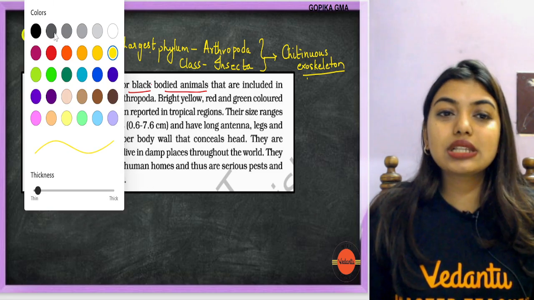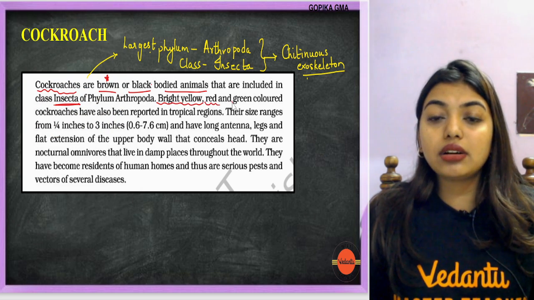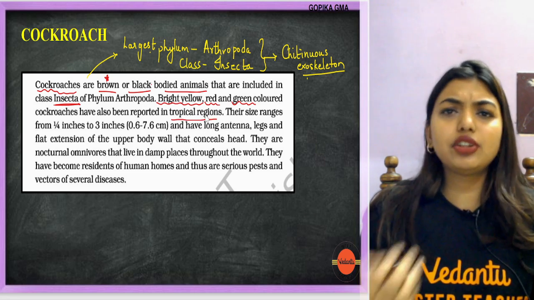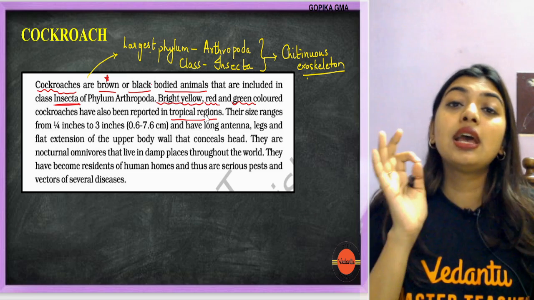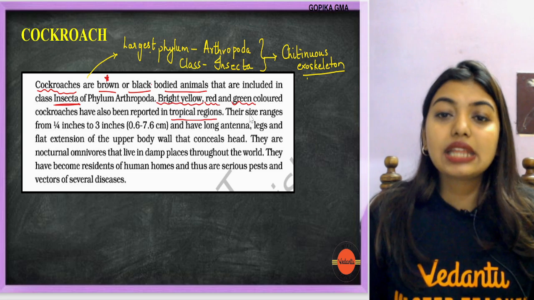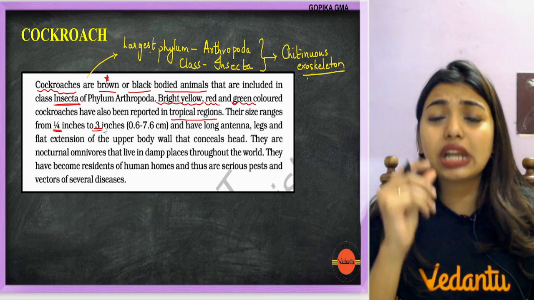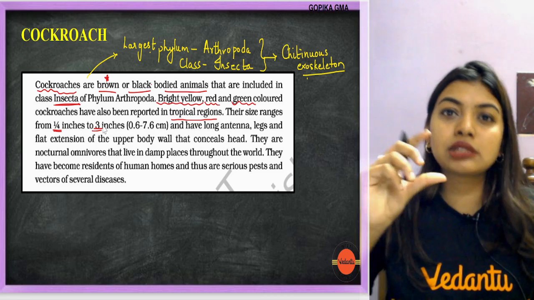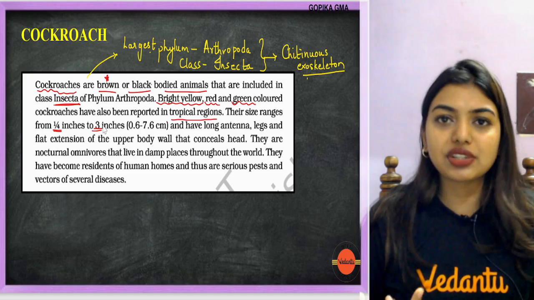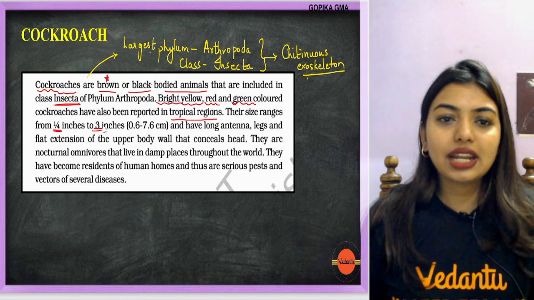Now look here students, what are the colors that we spot in different places? Bright yellow, red and green colored cockroaches have also been reported in tropical regions. Normally we do not get to see these kinds of colors, but they are present, okay? Their size ranges from 1/4 inch to 3 inches. So you can imagine how tiny a cockroach can be, a maximum of 3 inches, right? But we, 6 feet, 5 feet, 4 feet people, get scared of them, especially when they start flying. Then that is the end of our story, right?